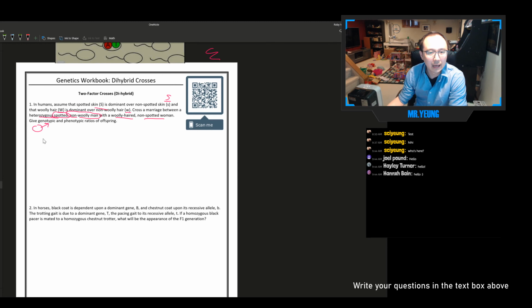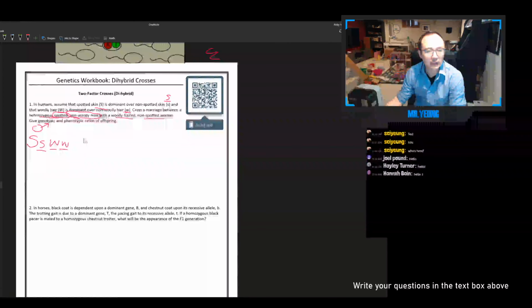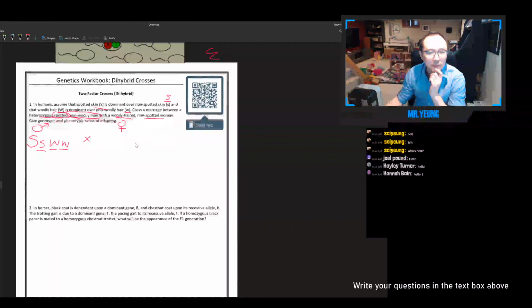So the male is heterozygous spotted, which is going to be an uppercase S and a lowercase s. And then non-woolly, so we know that non-woolly has to be homozygous recessive, which is two lowercase w's. This is going to be crossing with the female, whose genotype is going to be woolly hair. So what's woolly hair here? With a woolly hair, non-spotted woman, non-spotted is going to be two lowercase s's because these are homozygous recessive.